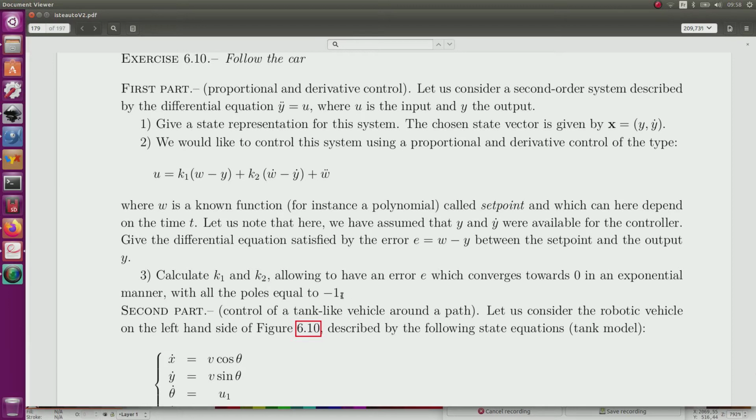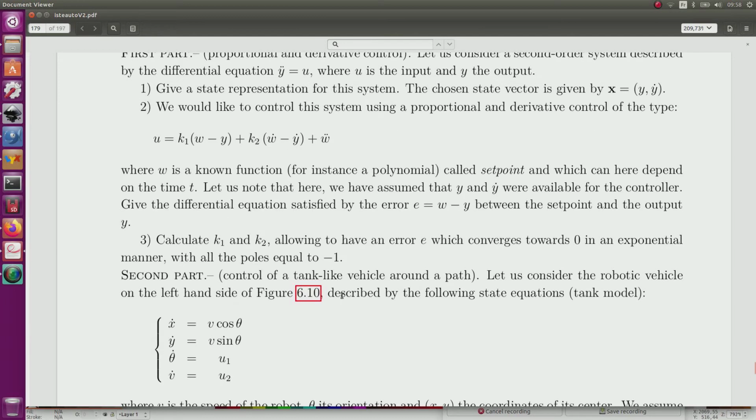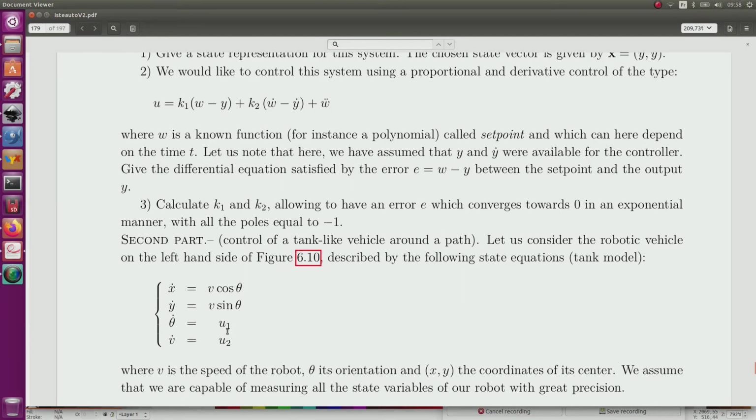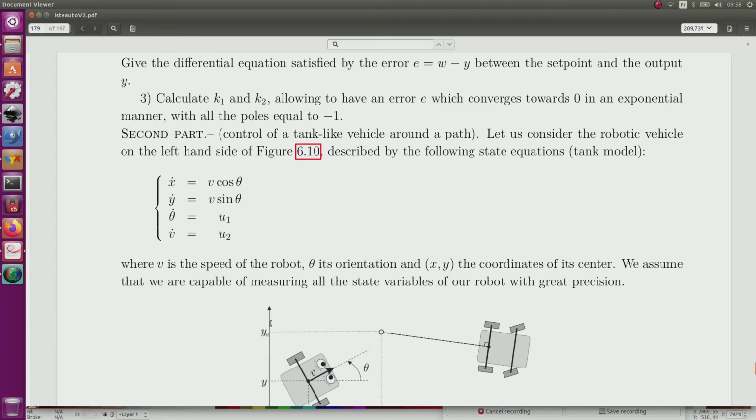And in the second part, we'll consider the problem where we have to follow the car in an autonomous way.